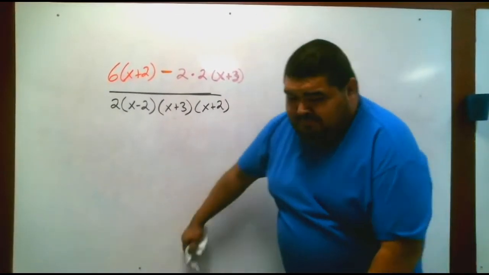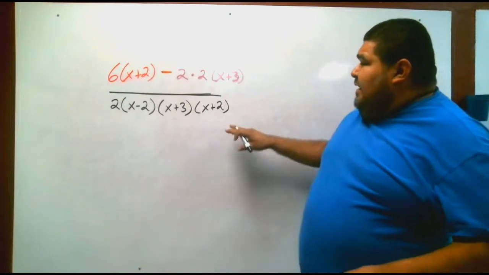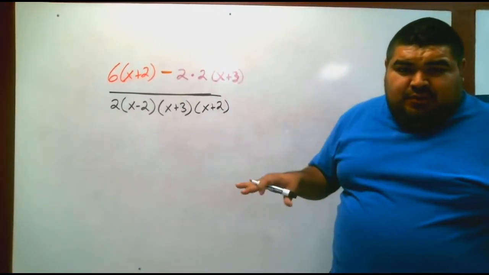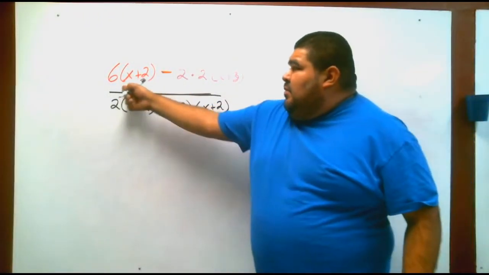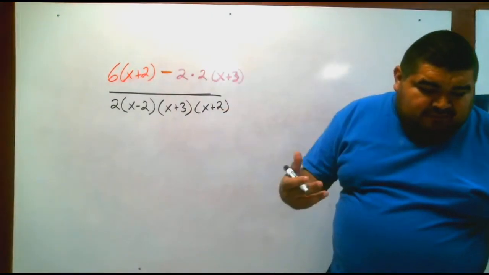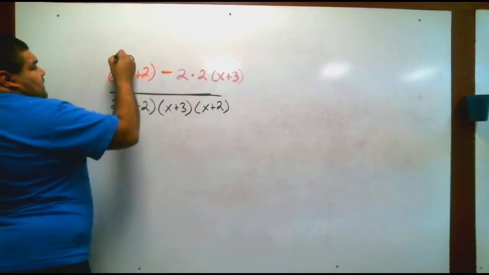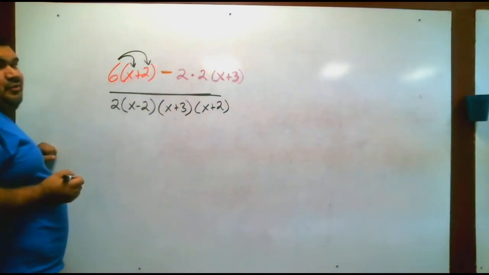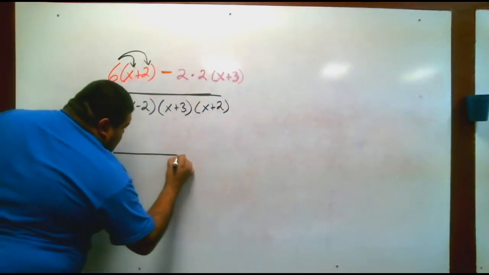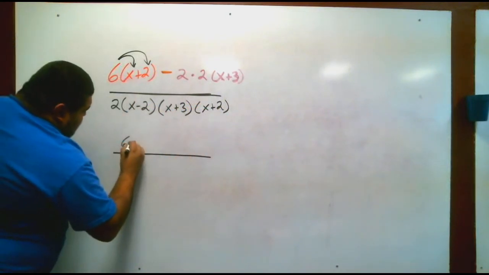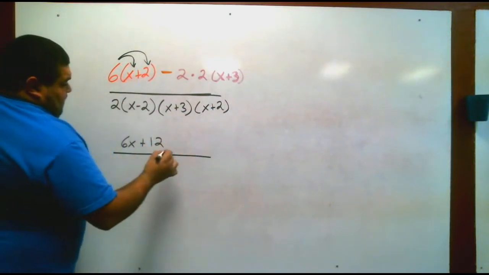Now we're going to use distribution. We're not going to deal with the bottom for now. All we're going to deal with is what's on top here. We'll start off by doing 6 times x and 6 times 2. So the bottom stays. On the top, 6 times x is 6x, plus 6 times 2 is 12.